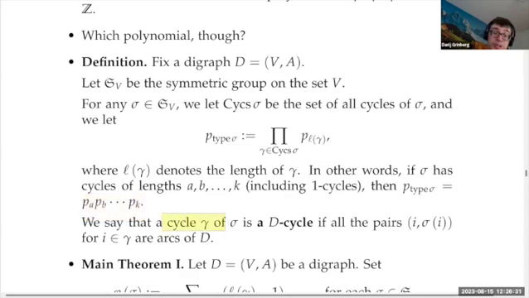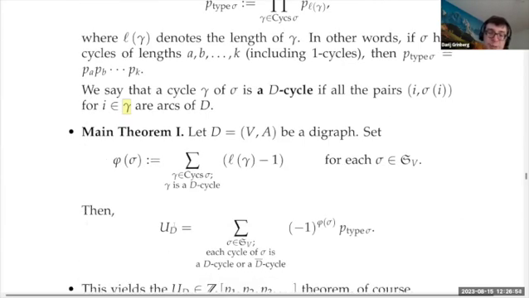Also I want to say that a cycle of sigma is a D cycle if it is a cycle of the digraph D. So basically, if for every i on the cycle, the arc that moves out of i, so i comma sigma of i, is an arc of the digraph.